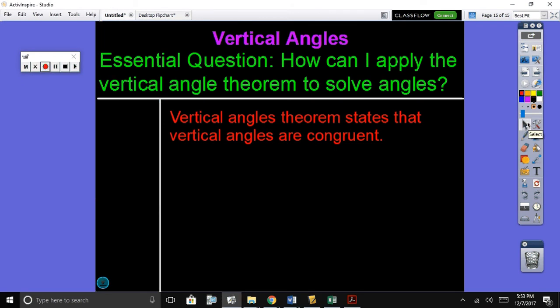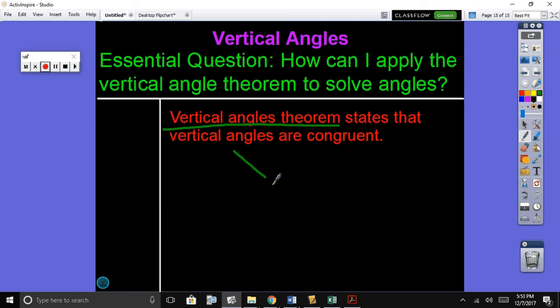All right, in today's lesson, we are going to learn about vertical angles. The essential question for today is, how can I apply the vertical angle theorem to solve angles? So the vertical angle theorem states that vertical angles are congruent. For those of you who don't know what congruent means, their measures are equal to each other.